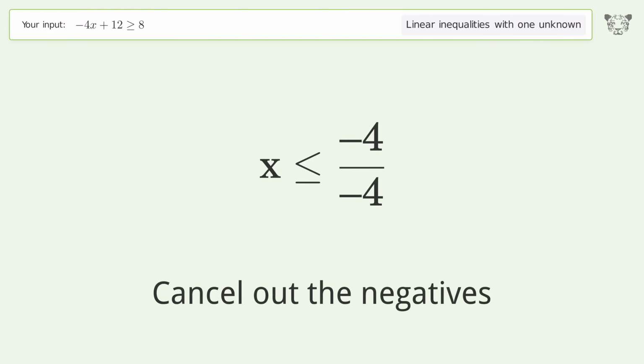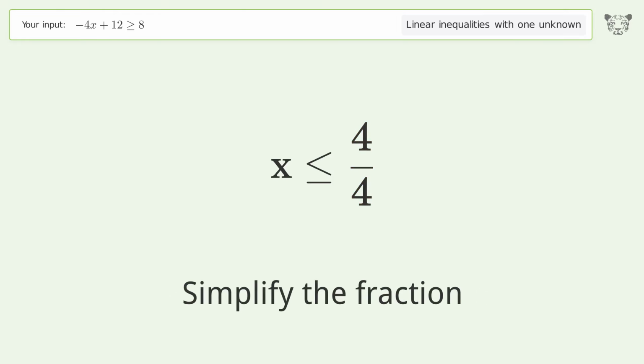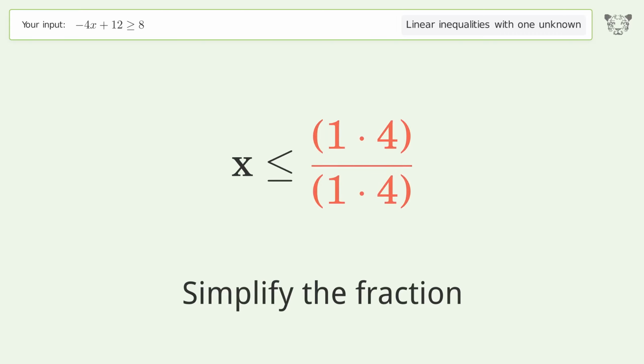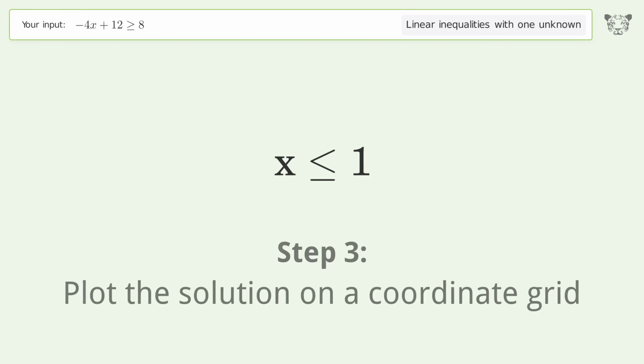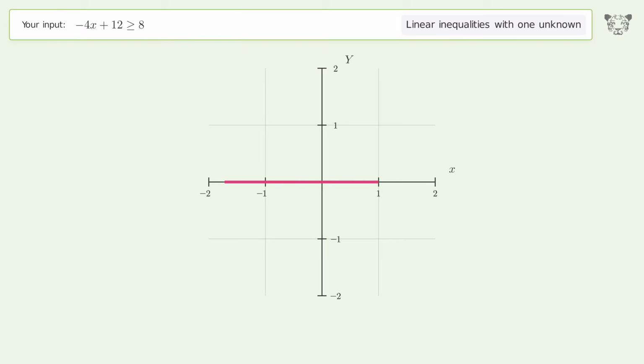Cancel out the negatives. Simplify the fraction. Plot the solution on a coordinate grid. And so the final result is x equal or smaller than 1.